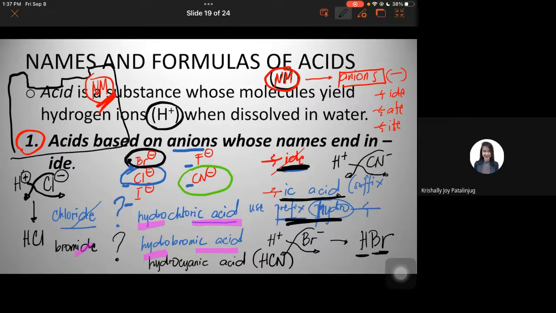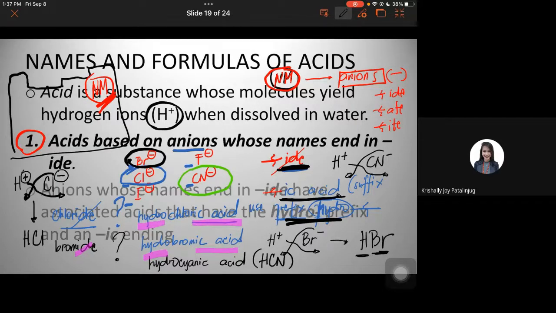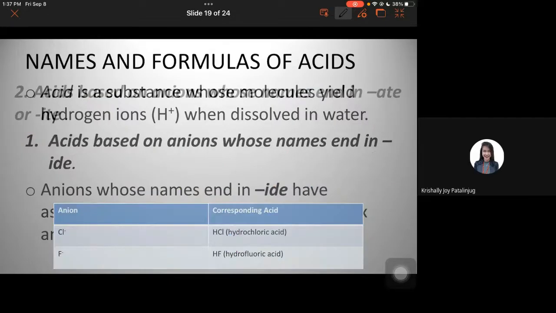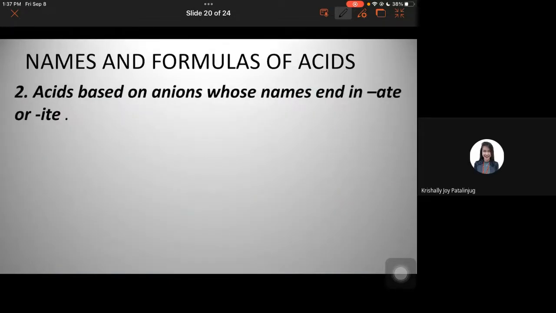Okay, so that's the first type of acids. Acids that we can derive from anions ending in IDE. Sige, let's proceed. Excuse me. Okay, the second type of acids are those derived from anions ending in ate and ite.